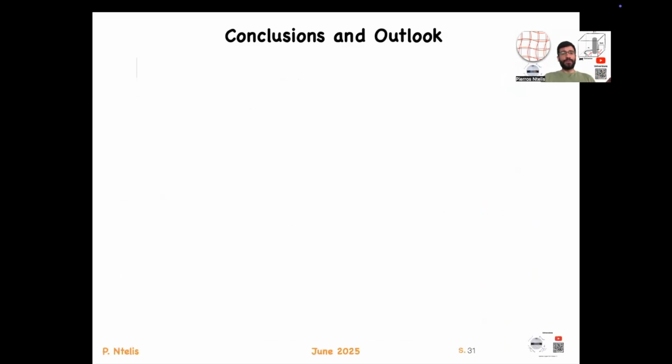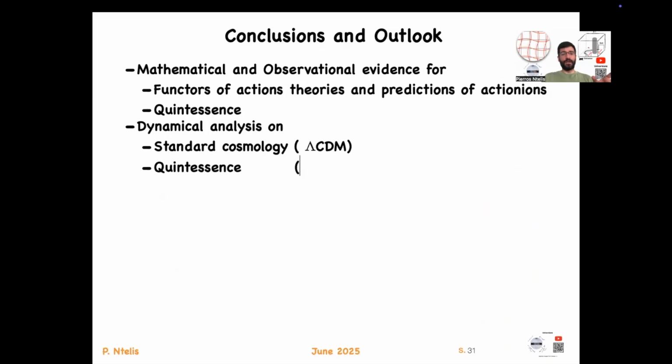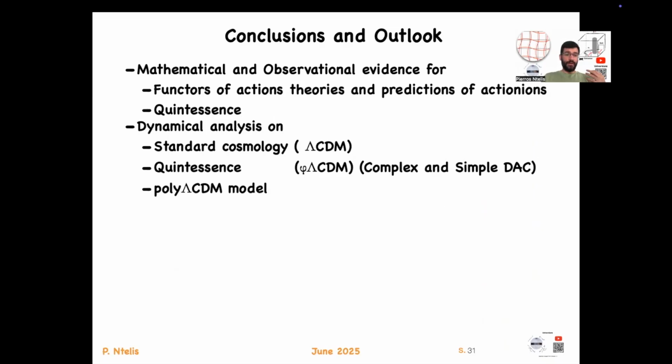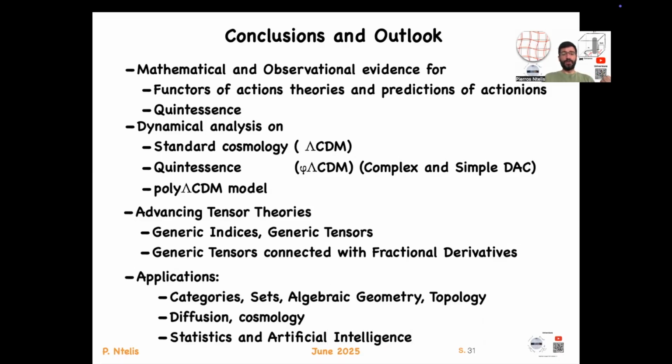Now let's go to the conclusions. Basically, we have proven that there's mathematical and observational evidence for functor of action theories and predictions of axions, the quintessence modeling. Then we have applied dynamical analysis in standard cosmology, quintessence, and the polyΛCDM model framework. And then in advanced tensor theories, we introduce generic indices, generic tensors, and generic tensors connected with fractional derivatives. And these have plenty of applications in categories, sets, algebraic geometry, topology, diffusion, cosmology, statistics, and artificial intelligence.